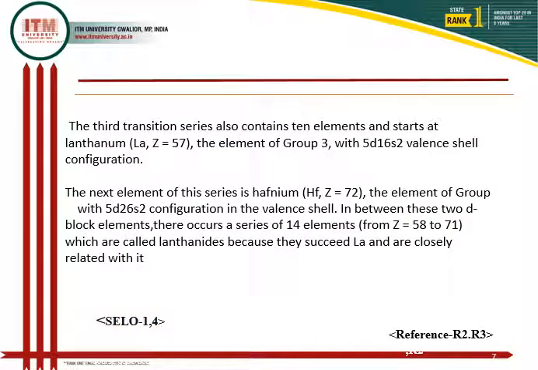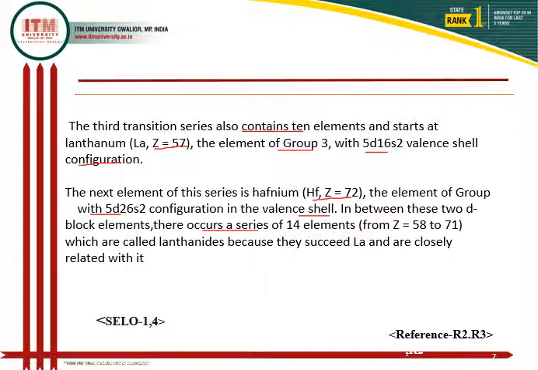The third transition series also contains 10 elements. It starts from lanthanum, which we have seen is 57. It comes in group 3 and has the valence shell electronic configuration 5D1 6S2. Then after lanthanum, it starts from hafnium, that is 72, of group 4, with 5D2 6S2 configuration in the valence shell.